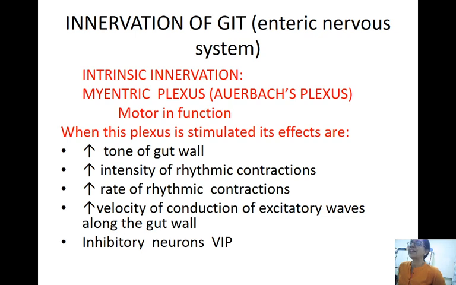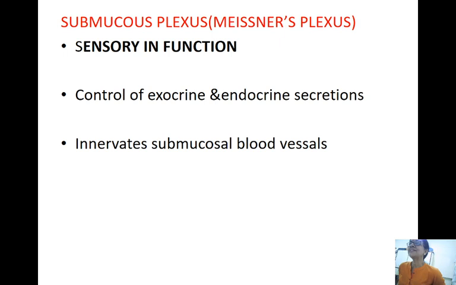This is about your myenteric plexus or the Auerbach's plexus, which is present between the longitudinal smooth muscle layer and the circular smooth muscle layer. So it is motor in function. So intrinsic, we have seen about the myenteric plexus. Now we are seeing about the Meissner's plexus or the submucous plexus.